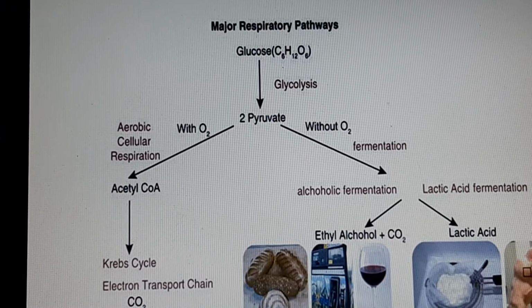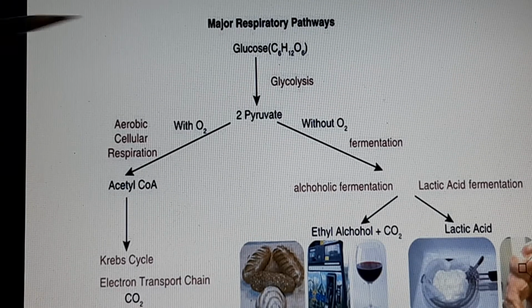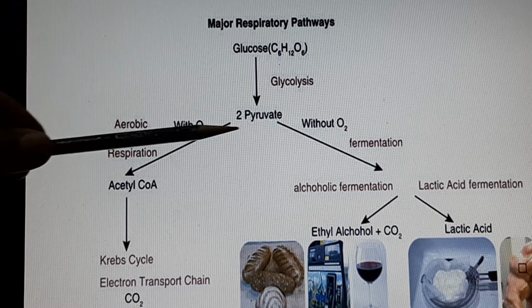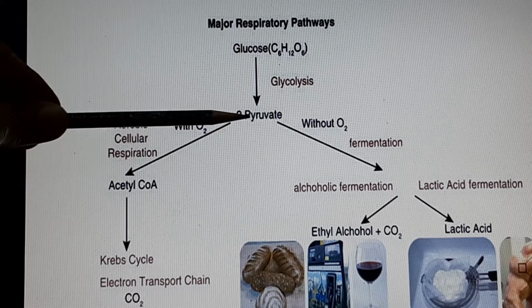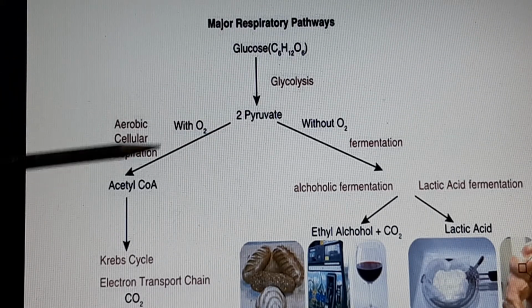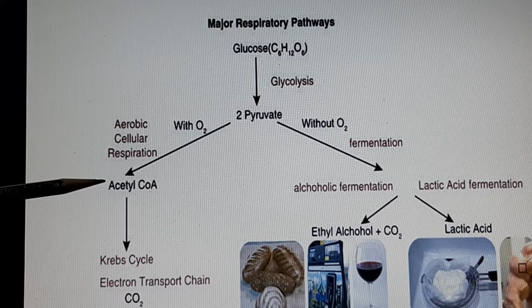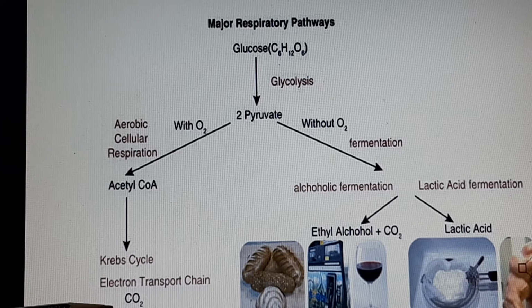This is another slide just to make things easier for you to remember. I've got a little flow chart here. Glucose in the process of glycolysis breaks down into 2 pyruvate molecules. If there's enough oxygen, it will undergo aerobic cellular respiration to form acetyl coenzyme A, and finally it will break down by the Krebs cycle into carbon dioxide and water vapor.